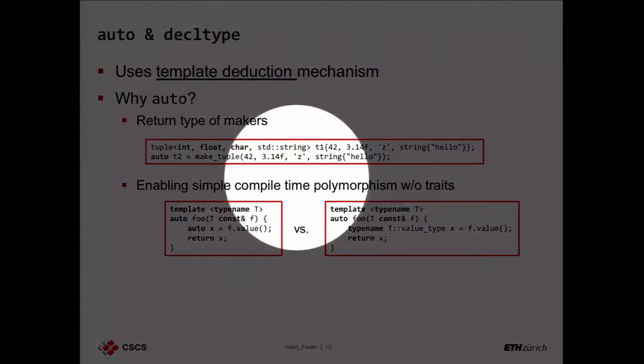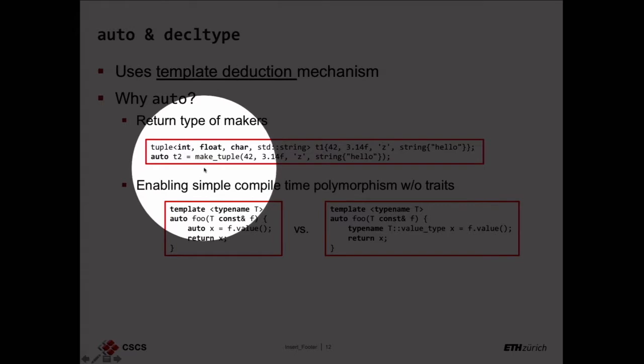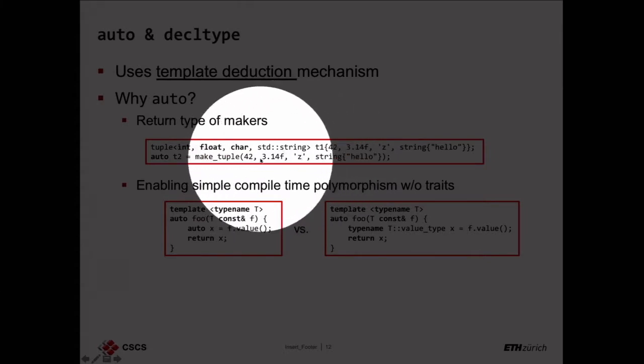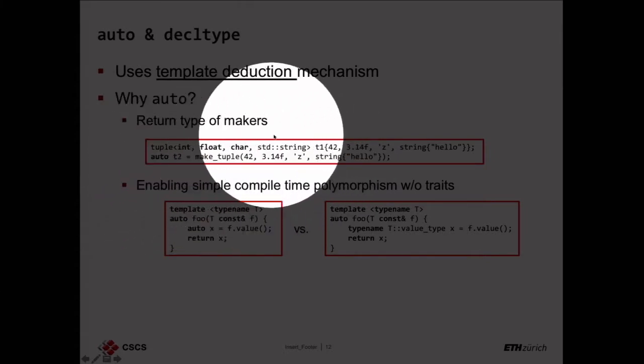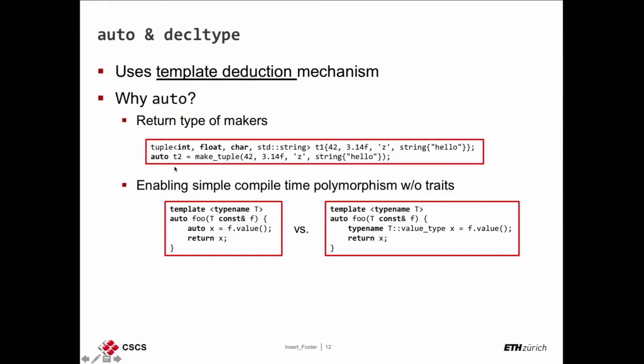So instead, you can say auto d2 equals make_tuple. This is a functionality that you have in C++11. You pass the values here. The types will be deduced, and you will get exactly the same result. So T1 will be exactly the same type as T2, but you typed much less. And this has the auto. Auto will be used a lot in many cases.